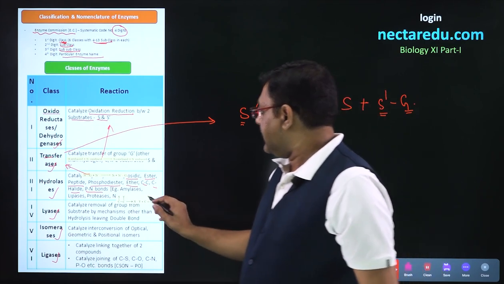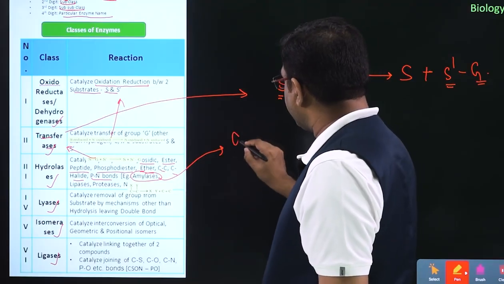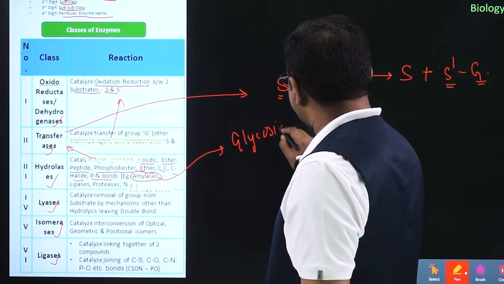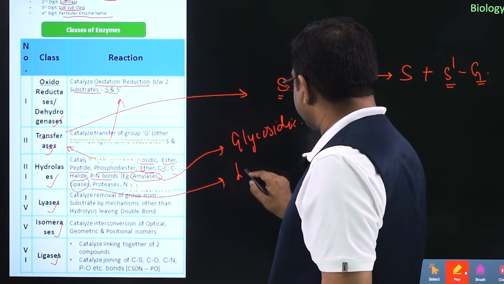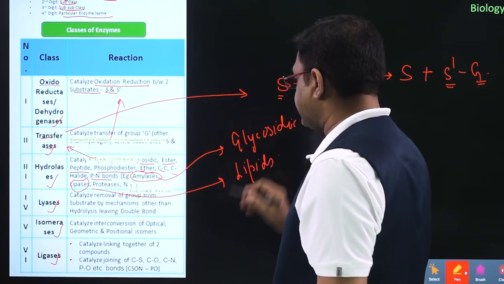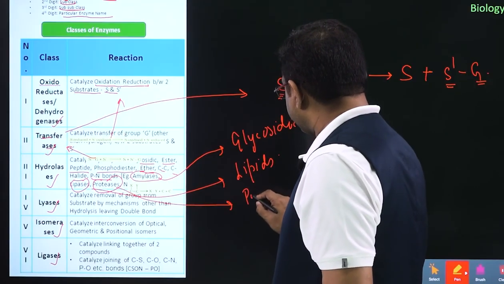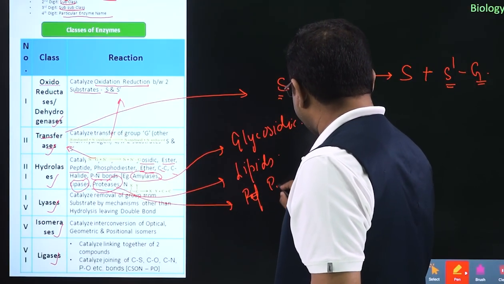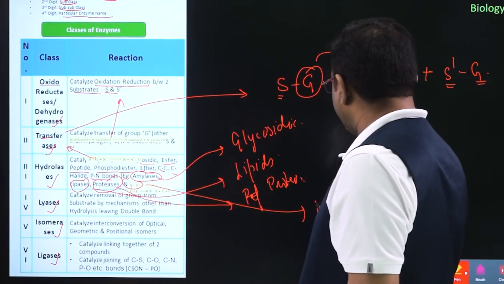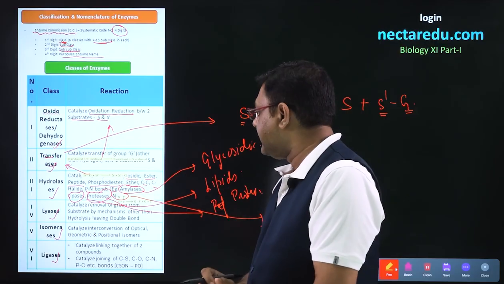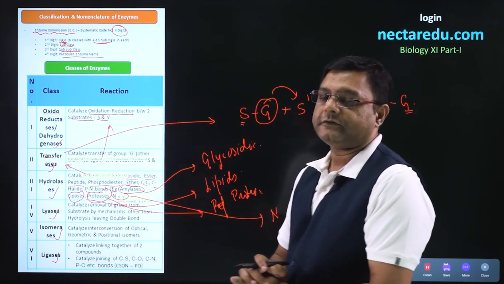Examples of hydrolases: amylases will result in the breakage of glycosidic bonds. Lipases will break the bonds which are present in lipids, that is ester bonds. Proteases will break peptide bonds which are present in proteins. And nucleases will break phosphodiester bonds which are present in nucleic acids. So, these are different examples of hydrolases.